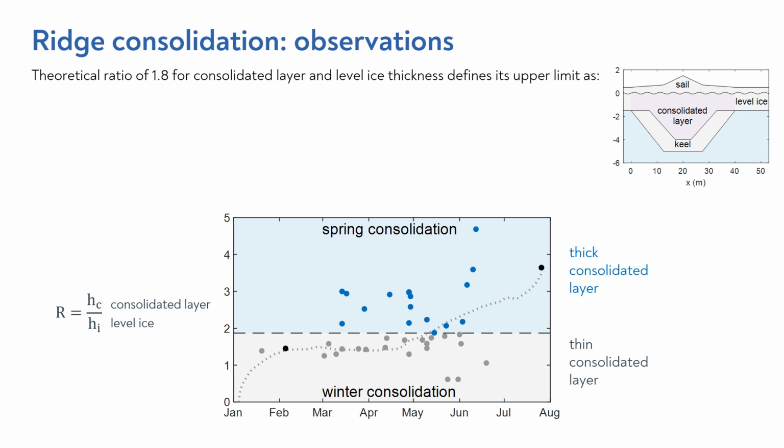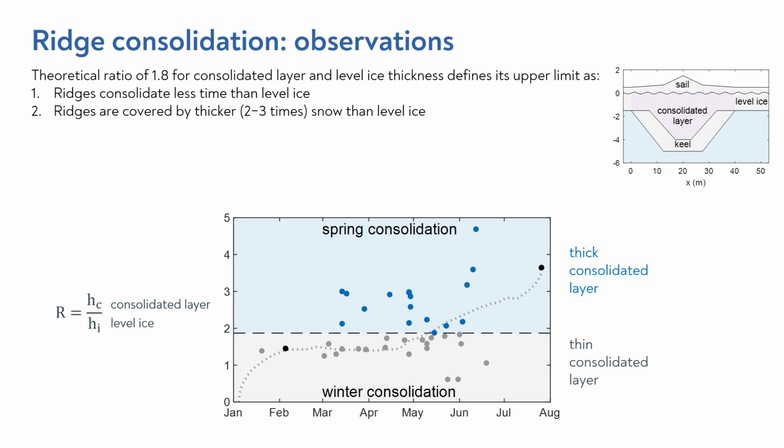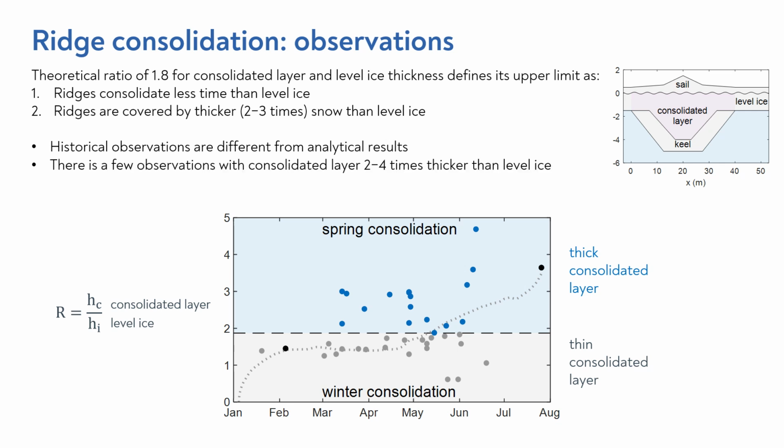First, ridges freeze on average less time than level ice around them. And second, ridges are covered with 2-3 times thicker snow cover than level ice. But observations on this figure tell a different story. They show that consolidated layer can be 2-4 times thicker than level ice around them, especially in spring and summer.